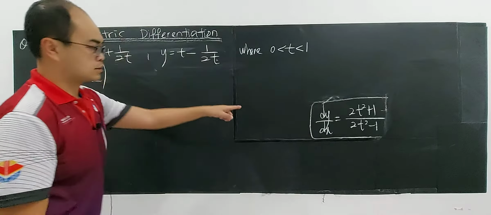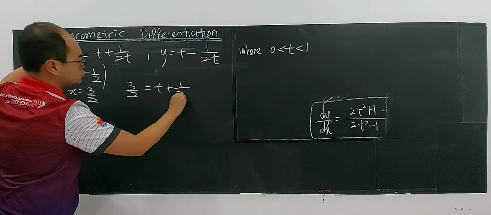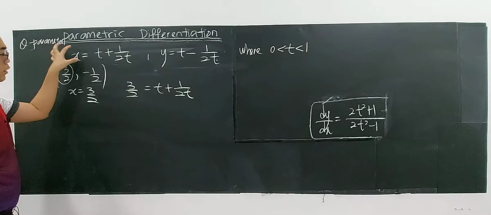This is the gradient of the tangent. So you have x, you have y. I just substitute either one. I'm just using 3 over 2 for x, or you may use y. So 3 over 2 will equal t plus 1 over 2t, right? I know the value of x, so I have to find the value of t in order to evaluate dy/dx.